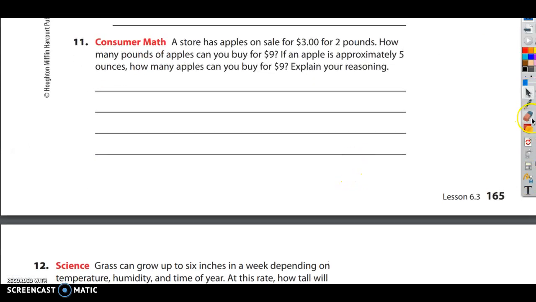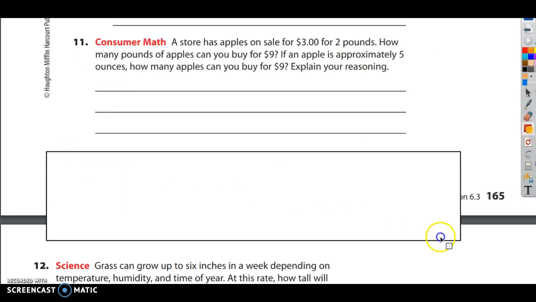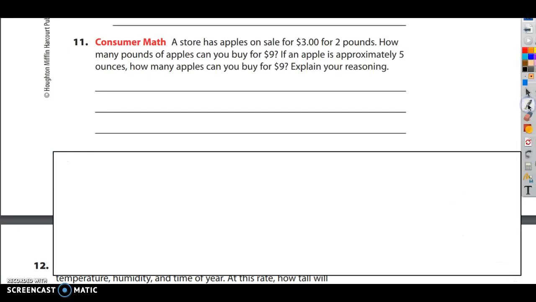Number 11 reads, let me get a whiteboard real quick. Number 11 reads, a store has apples on sale for $3 for 2 pounds. I could take notes on that right now. $3, 2 pounds. How many pounds of apples can you buy for $9?